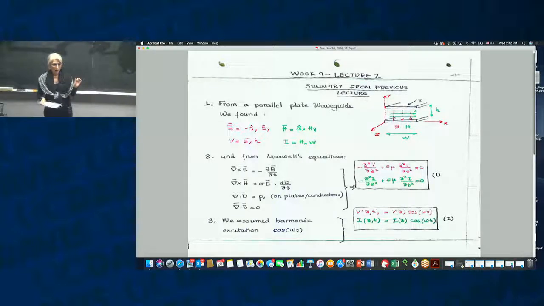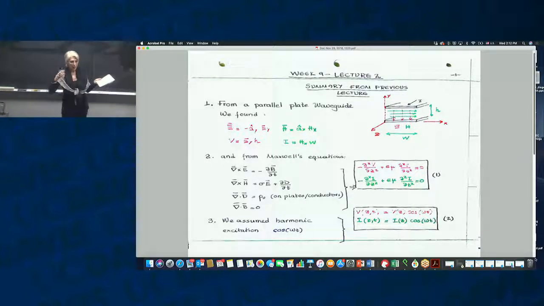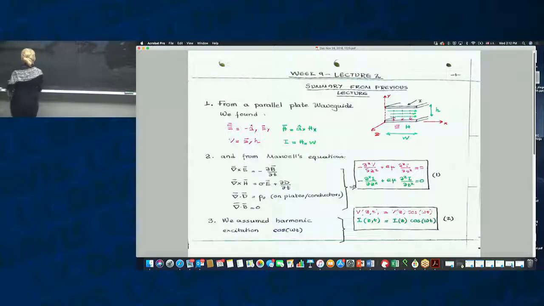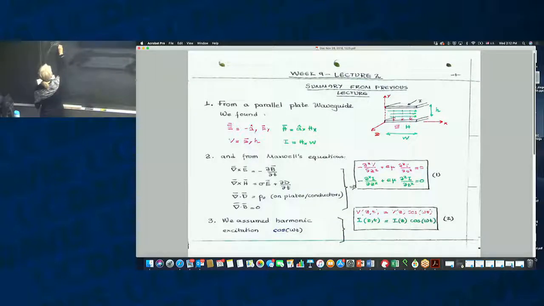We took a parallel plate structure. Now, from this point on, we will call it a parallel plate waveguide, because we are exciting with a source that varies with time. And all of these structures we're going to see from now on are going to propagate what we call waves. So the correct terminology from this point on will be a parallel plate waveguide.